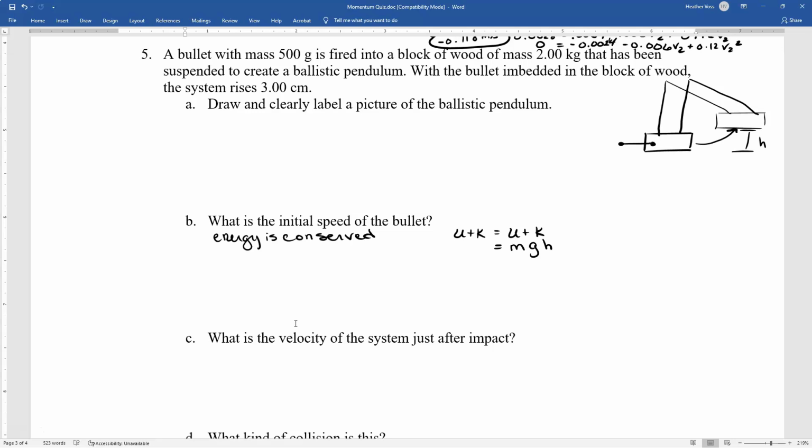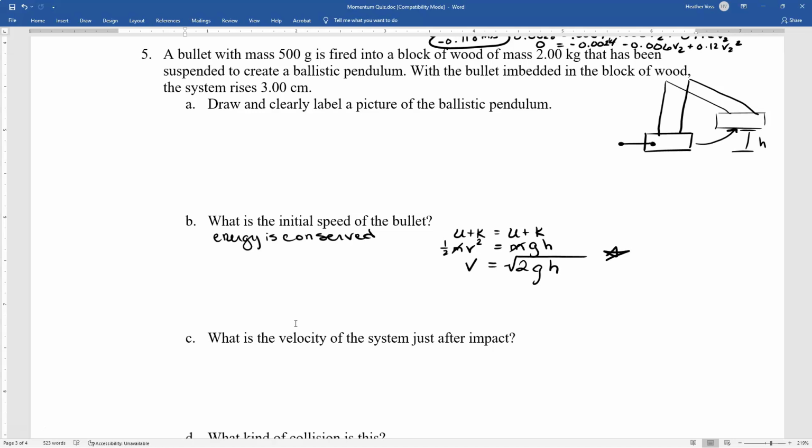At the bottom, the only thing is kinetic, so it's going to be 1/2 mv squared. Now this m is the mass of the bullet plus the mass of the block, because that is what we are looking at in the system. So we've got that the velocity at the bottom is going to be the square root of 2 times gravity times the height.